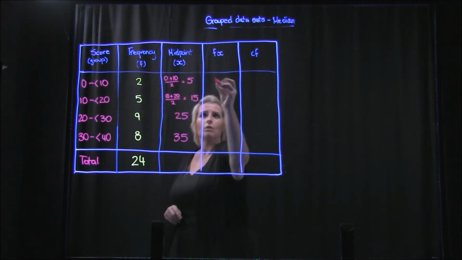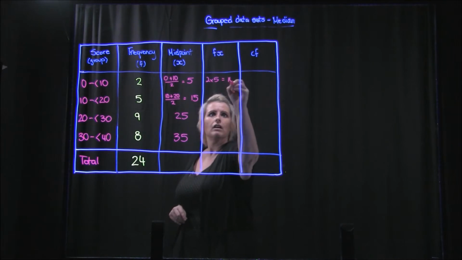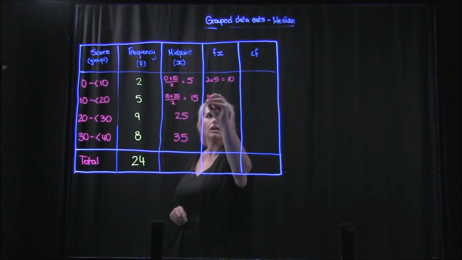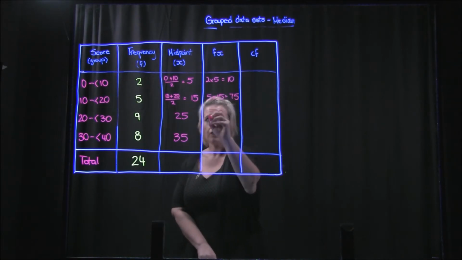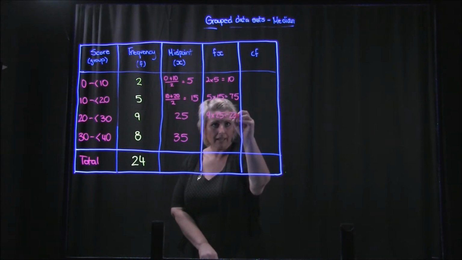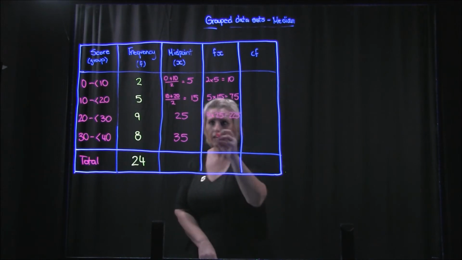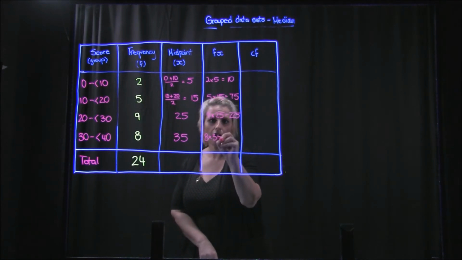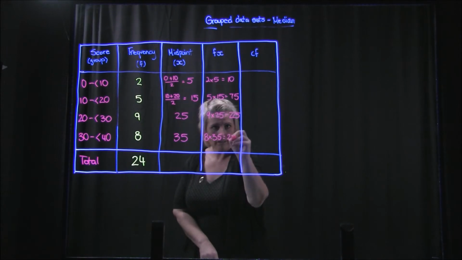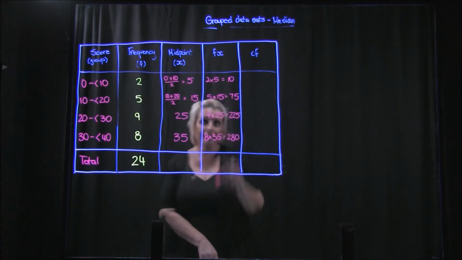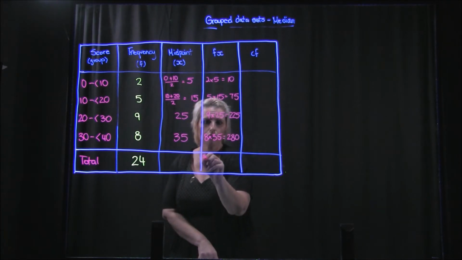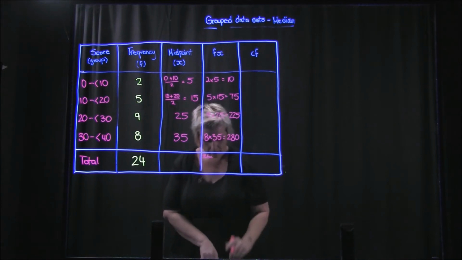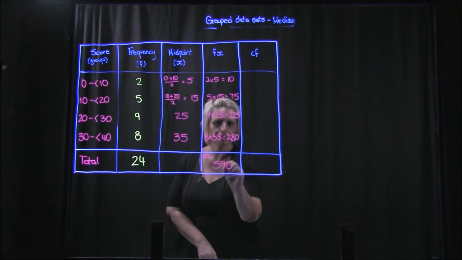Next, our FX. This is these two multiplied together. So 2 times 5, and then 5 times 15. Then we have 9 lots of 25, which is 225, and 8 lots of 35 gives us 280. Again, we're going to add these because we like our sum of. So this is our total sum of the FX column, and that's going to be 590.